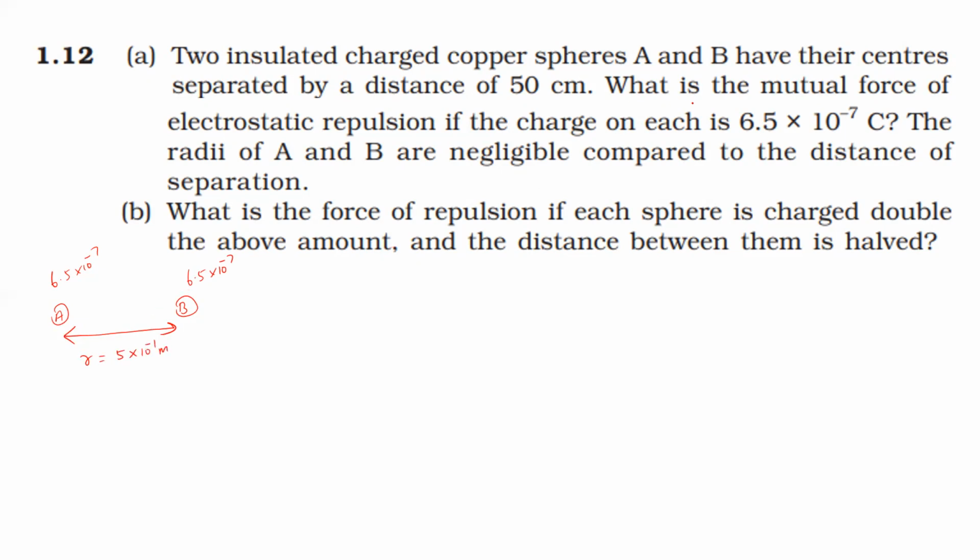Now what they are asking is the mutual force. The formula for force is K Q1 Q2 by R square. Now F is equal to the K value, 9 into 10 power 9, into the Q value 6.5 into 10 power minus 7, into 6.5 into 10 power minus 7, divided by R square, where R is 5 into 10 power minus 1.